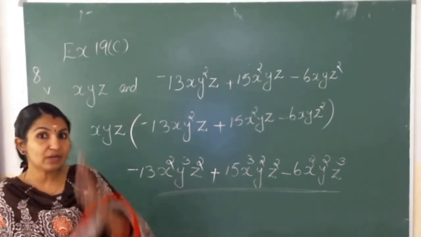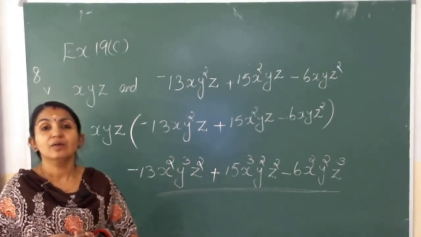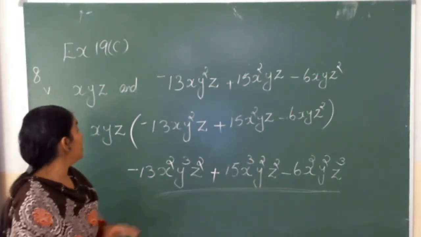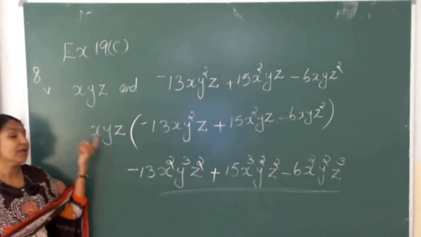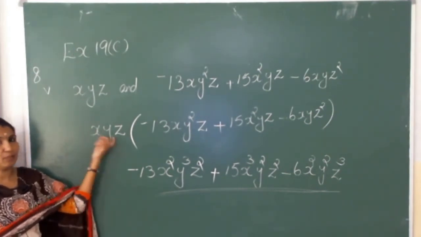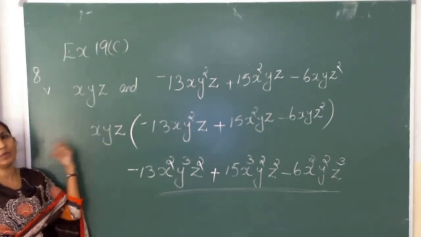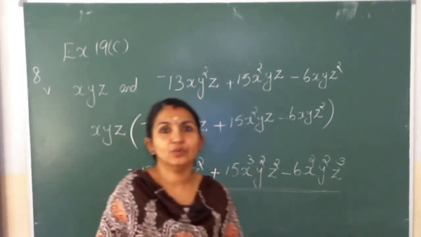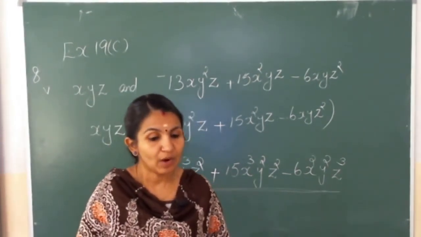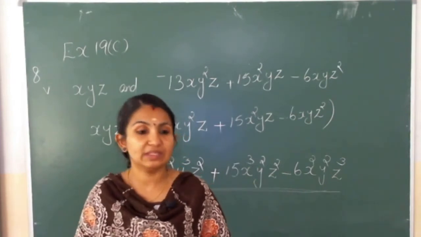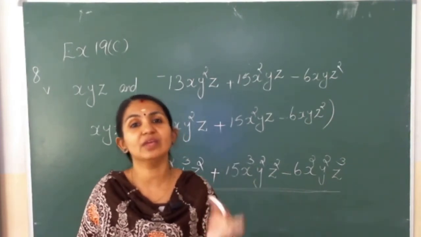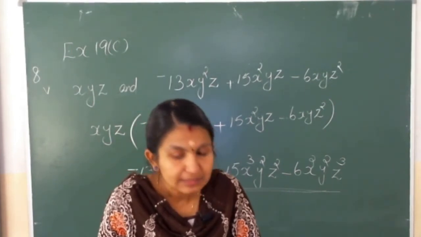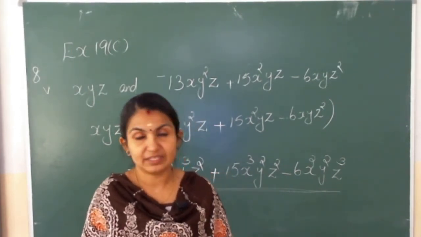So if they were like terms, we can add. But it will come only when it is a multiplication by a binomial, not with a monomial. If it was a binomial, we can think about that, and it will come in the next year only. One more problem we will do with this multiplication, and then we can move towards the division part. The next one is the sixth question from the same section.